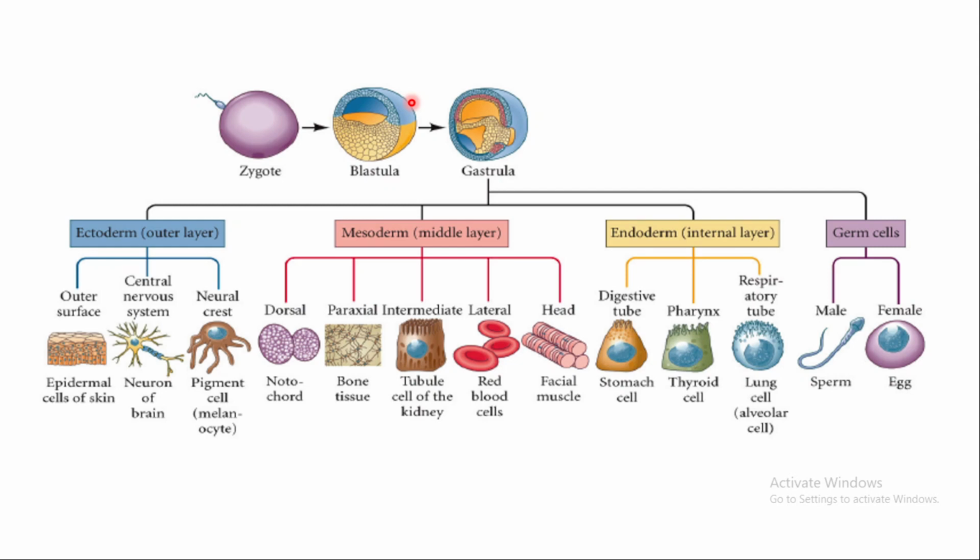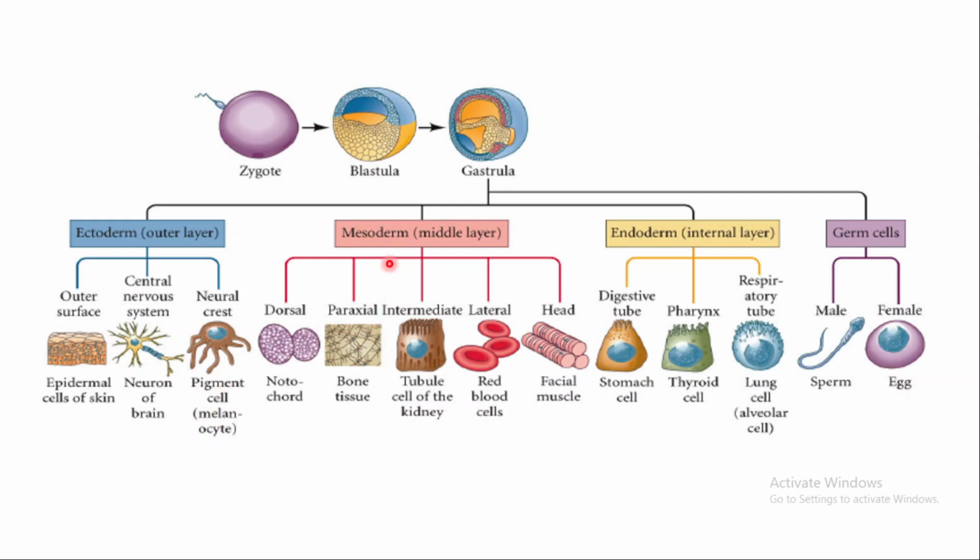So here is a representation of a zygote which forms the blastula, undergoes different cleavage and cell divisions to form the blastula. And gastrula is a stage where we have gastrulation, movement of cells inwards, and arrangement into three germ layers: the ectoderm, mesoderm, and endoderm. The ectoderm outer layer forms epidermis of the skin, outer surface. Central nervous system: the neuroectoderm is derived from the ectoderm, and neural crest. Pigment cell or melanocyte, which we have encountered in earlier questions.